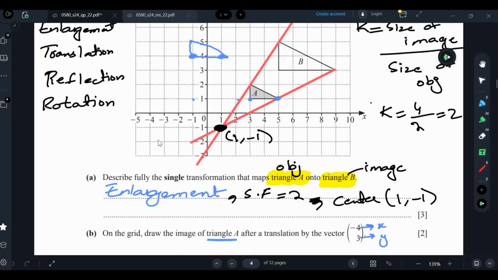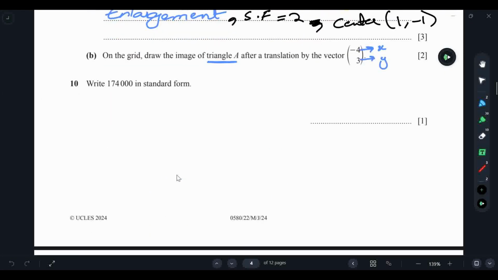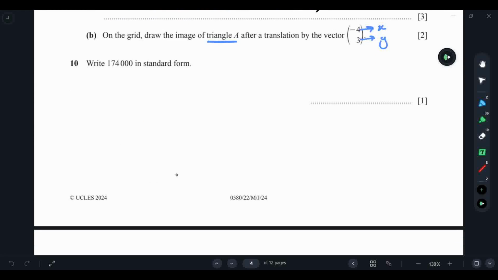Write this in standard form. For standard form, we know that this will be 174,000.0. We need to shift this point over here: 1, 2, 3, 4, and 5 units. So 5 units towards the left side, so this should be +5. So 1.74 multiplied by 10 raised to power 5.